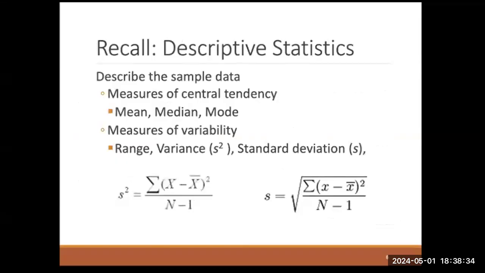So with descriptive statistics, the purpose is to describe, right? So we do that by offering up the measure of central tendency, which is mean, median, or mode, or we look at measures of variability. So measures of variability would be looking at range, which is the highest and the lowest, variance, or the square root of variance, which is standard deviation.